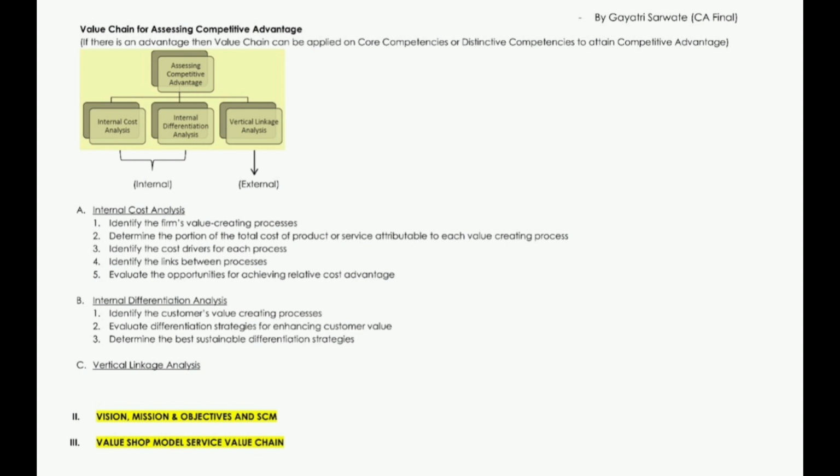Interlinking क्या है? The value chain analysis considers individual value activities as separate and discrete. But no function or no activity or no process functions in separation. Most activities within a value chain are interdependent, and the linkages between these various activities might definitely impact the total cost. And hence, we have to identify the links between these processes. And the fifth and the final step is to evaluate the opportunities for achieving relative cost advantage.